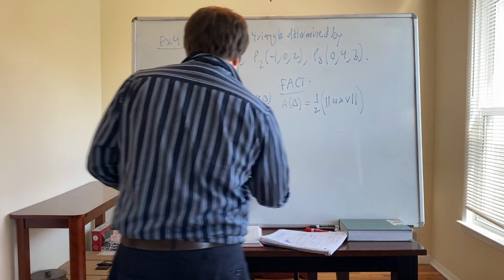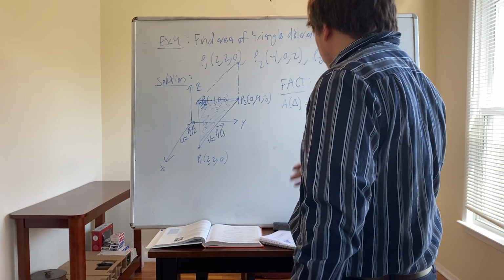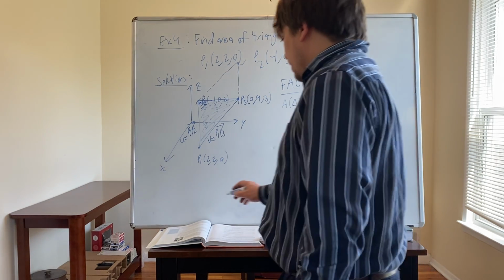Sorry. That would be good, but we don't have the amplifier, so we're going to do it slightly longer. We're going to find u cross v and then take the norm.